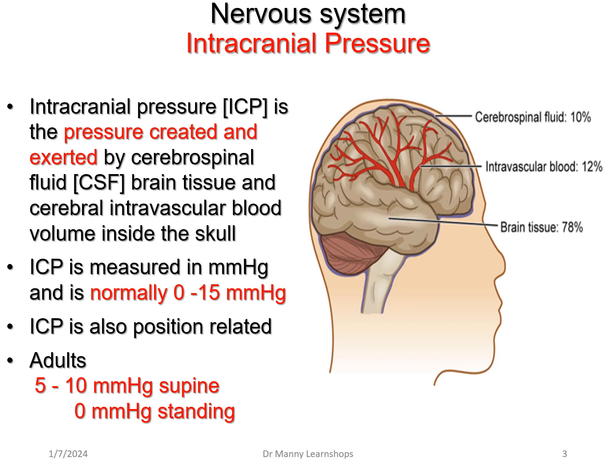Intracranial pressure is measured in millimetres of mercury, and it's normally 0 to 15 millimetres of mercury. Typically in a supine adult it's 5 to 10, and standing it's 0 millimetres of mercury. Anything above 15 is potentially problematic.